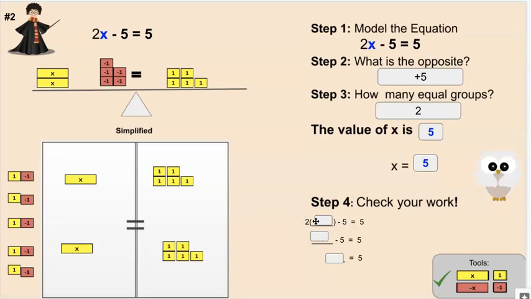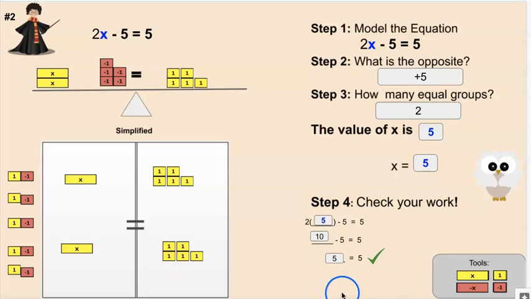Here's where we had 2x minus 5 equals 5. X is 5, so I'm going to put 5 here. And now we multiply 2 times 5. That's 10. And 10 take away 5 is 5. And now we're going to see does 5 equal 5? And yes, that does equal. So we get our check. We'll put it here. So now we know that Harry Potter is correct.